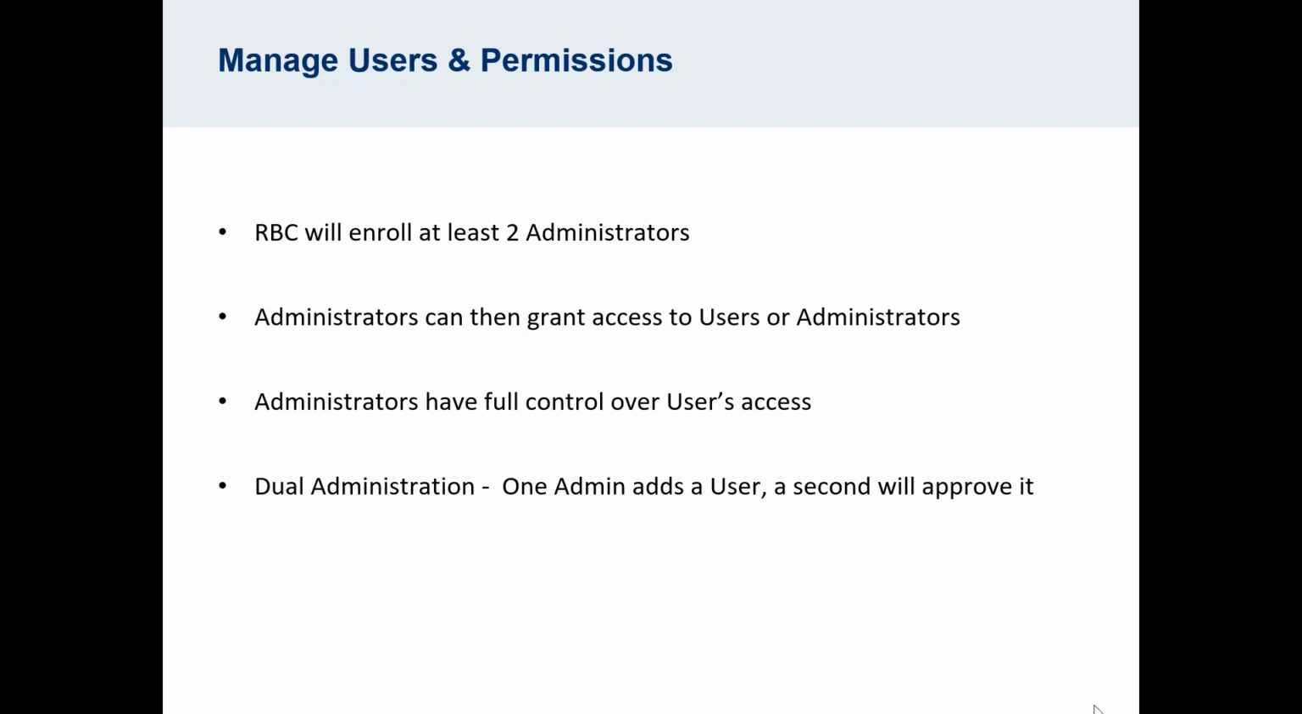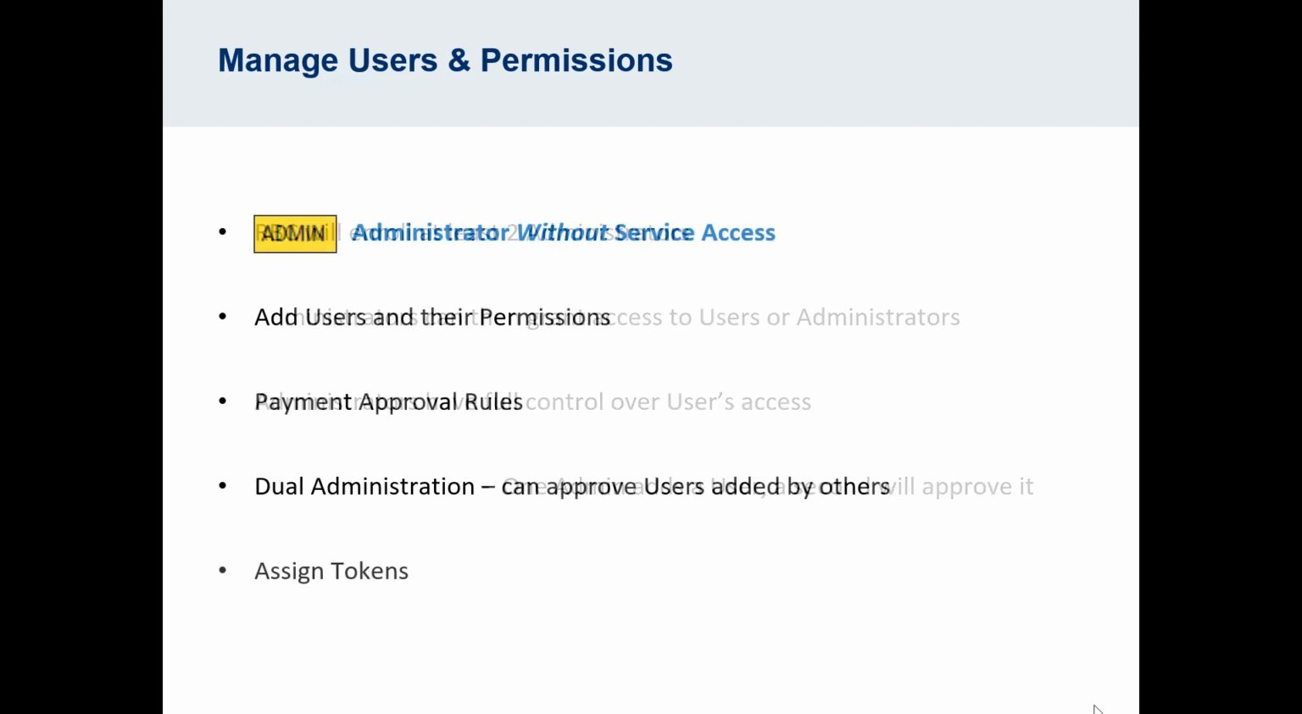There are 2 types of administrators on RBC Express. The first is the administrator without service access. This administrator can add users and their permissions. They can fulfill the dual admin requirements, set up approval rules, and assign tokens. However, they cannot access the actual services. So this admin type will not be able to view your accounts or make payments.